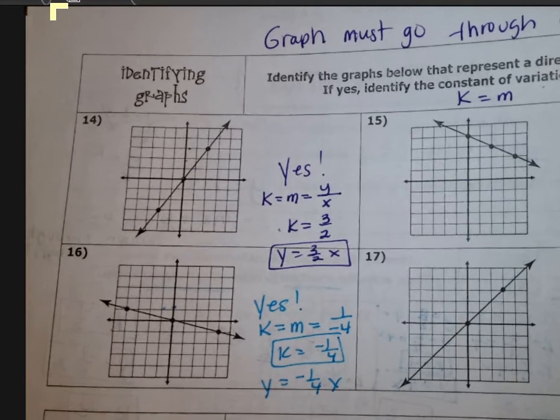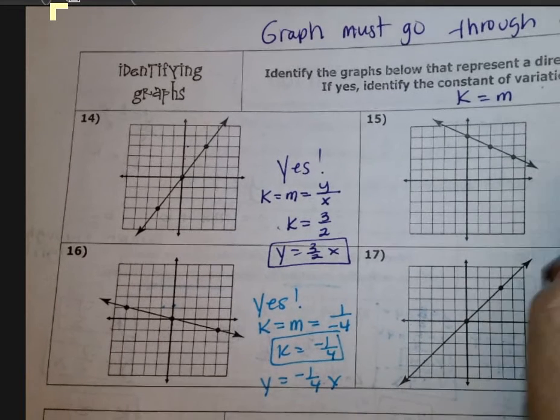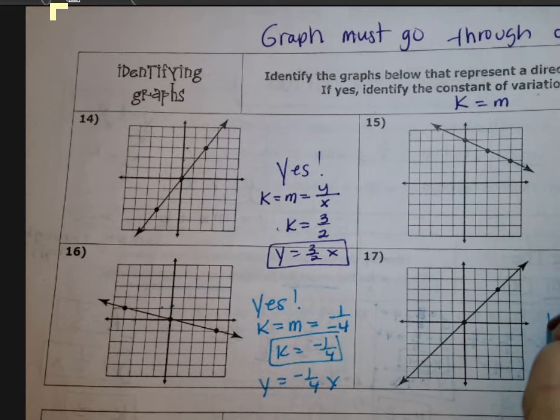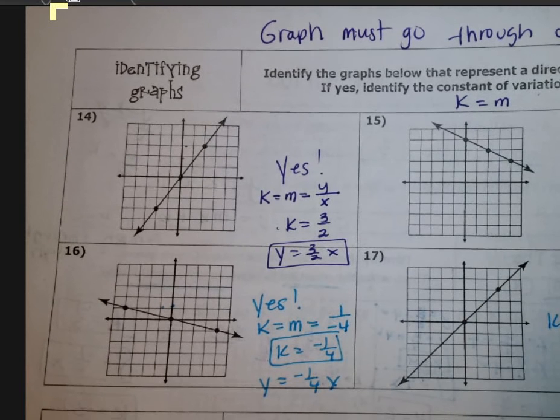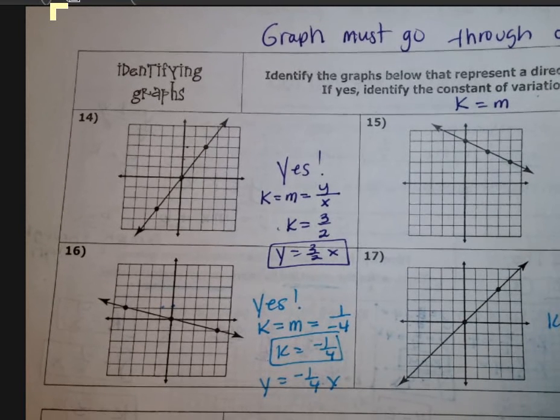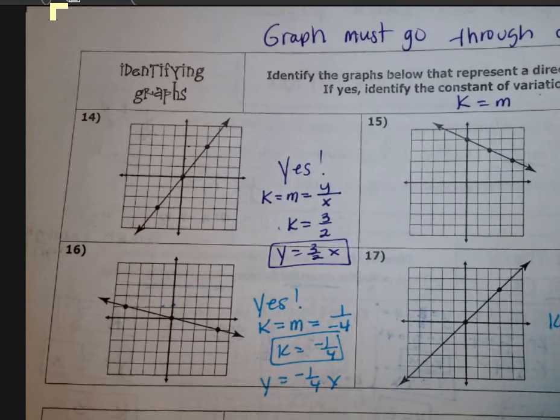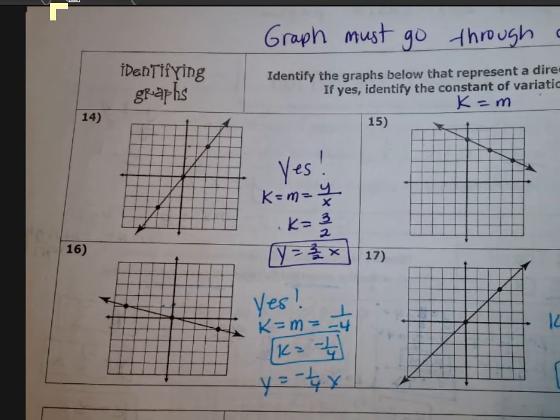Number 17. Yes, it goes through the origin. So k equals, my slope, which is going to be 3 over 3. So my k equals 1. So y equals 1x or y equals x as my equation.